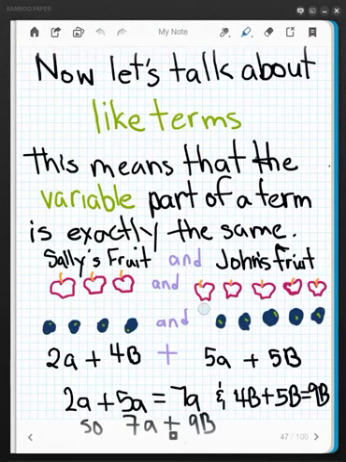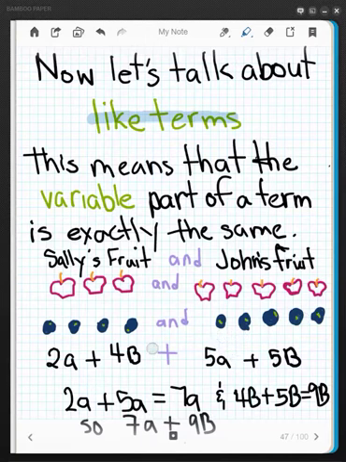So now let's talk about an idea called like terms. Like terms means that the variable part of a term is exactly the same. So let's take a look at this. Sally has some fruit and John has some fruit. So Sally has 3 apples and 4 blueberries. And John has 5 apples and 5 blueberries.